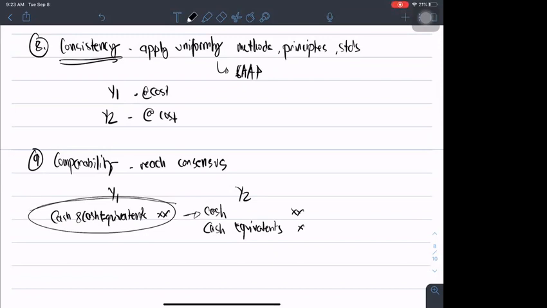Okay. So, we call this one as your intra-comparability. So when we say intra-comparability, it is comparability within the enterprise.